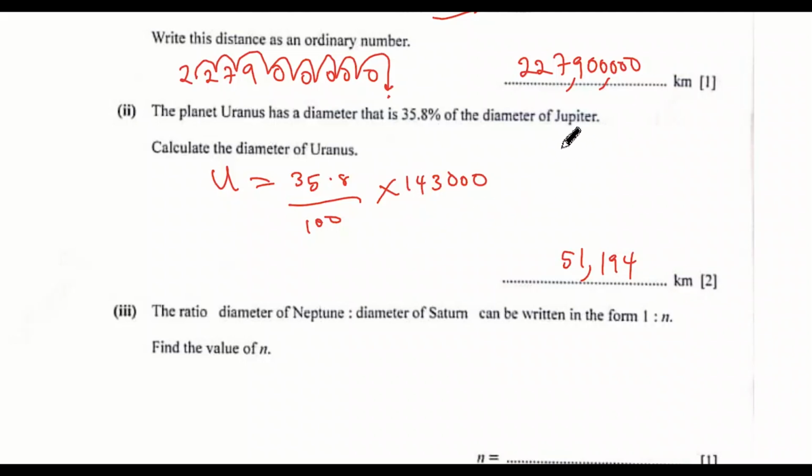You can say 100% will be equals to 143,000. Then 35.8% will be what? Will be x. So if you cross multiply and solve for x, you still get the same answer as 51,194. So that will be the value of the diameter of Uranus.